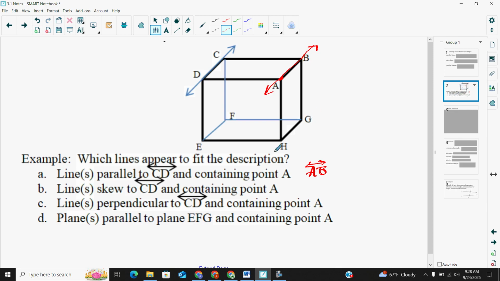GH would be another one. GH is also parallel to CD and lies in the same plane. It's not one of the sides of the box, but there is a plane that goes through this and down here. If you can kind of picture that plane right there. That plane contains both those lines, and this line is parallel to that one there. But again, that one does not contain point A, so that's not what we're looking for. Line AB is the only one.